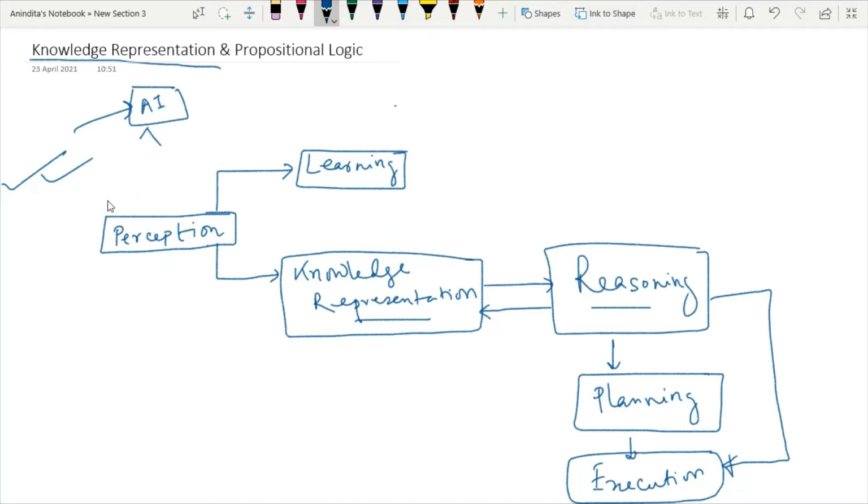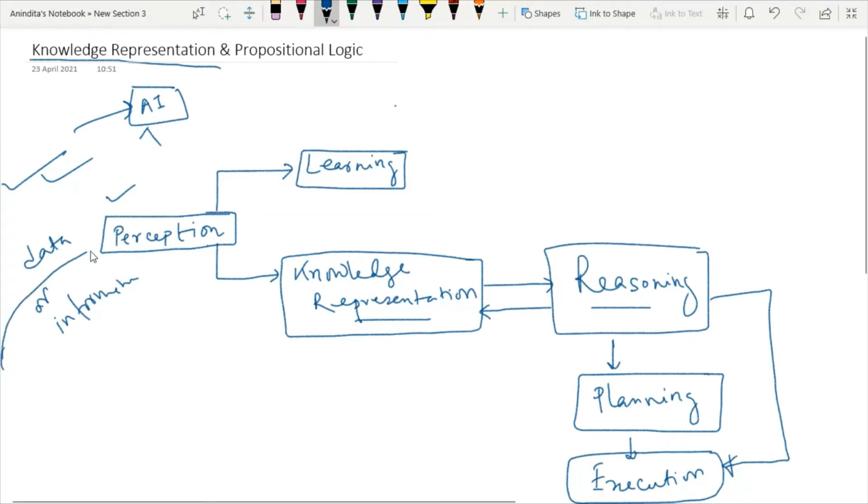So whenever I'm talking about perception, the perception component retrieves data or information from the environment. So whatever data and information we want to gather from the environment as an input is gathered by the perception component. And it also defines how to respond when any sense has been detected. So this mechanism is also depicted by the perception component.